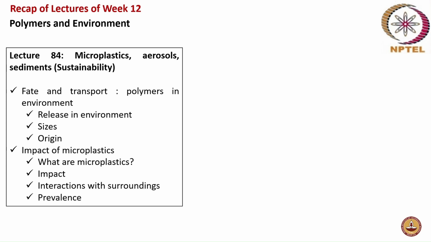Then there was a discussion on origin, that is, the primary and secondary origin of these macro, meso, micro and nanoplastics, and the impact on the environment. For example, how does the size actually impact, because their size varies widely. They range from 1 micrometer to 5 millimeter, most commonly between 20 micrometer to 1 millimeter in size.